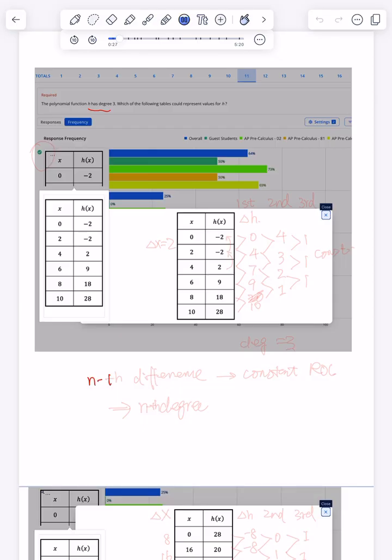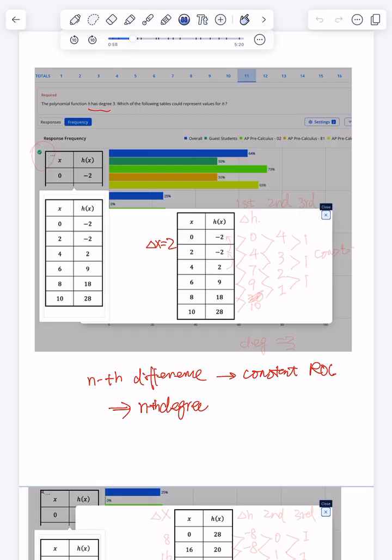If it takes the nth difference to get the constant rate of change, that means your degree of the polynomial will be nth degree. Now let's look at the first table. In this table, you have the delta x is constant, that equals 2.